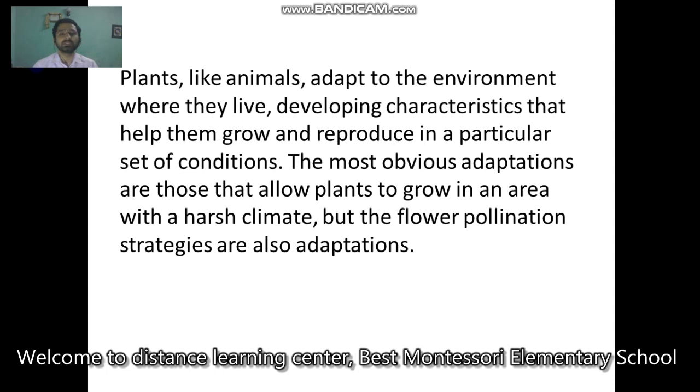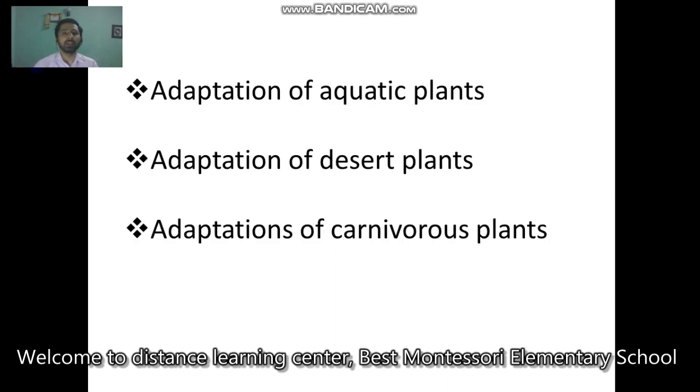But here, in flowering plants, pollination is also a characteristic strategy of adaptation. Most students do not notice this, but pollination is also a strategy to adapt. Why? Because they have to reproduce to continue their life.